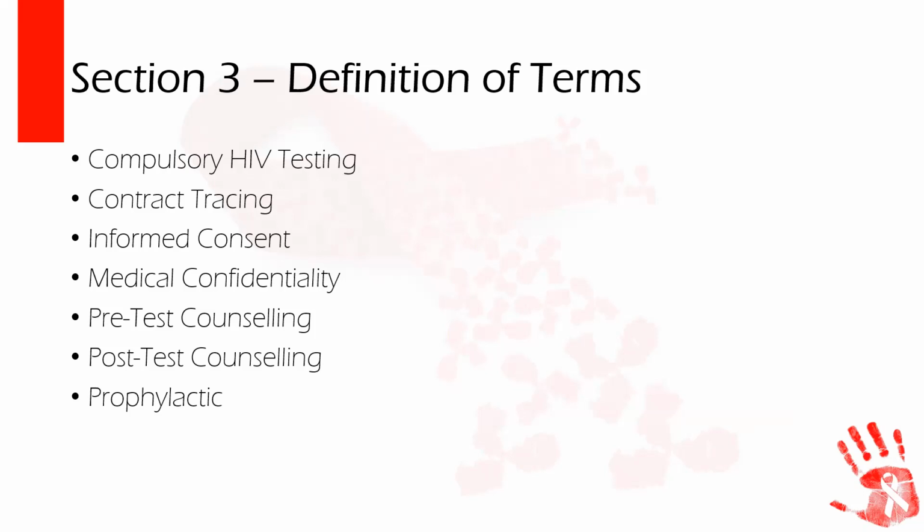Section 3 of the law defines the terms being used in the law. But I will not discuss everything because those are self-explanatory. I will just give emphasis on this definition of terms. Number one, we have compulsory HIV testing. What does it mean? It refers to HIV testing imposed upon a person, attended or characterized by lack of voluntary consent, use of physical force, intimidation, or any form of compulsion.